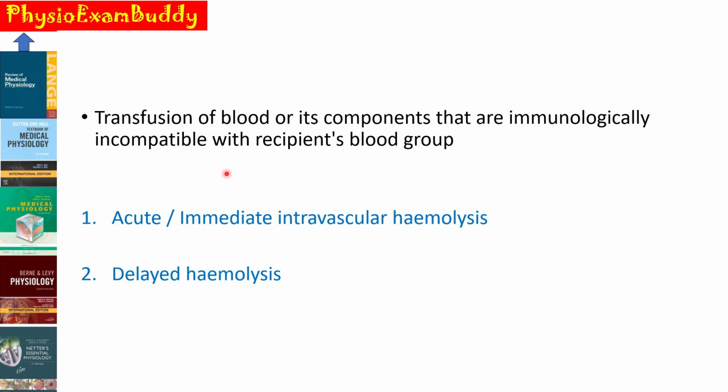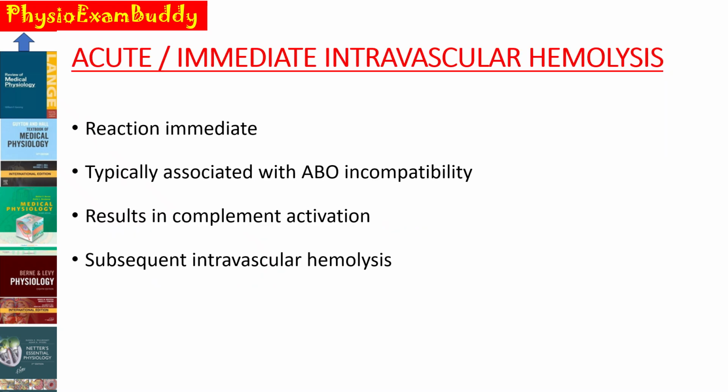And there are mainly two types of complications occurring due to mismatched blood transfusion. First one is that there occurs an acute or immediate intravascular hemolysis, followed by a delayed hemolysis or extravascular hemolysis. First, we will see the complications immediately occurring after a mismatched blood transfusion. It can be classified as acute or immediate intravascular hemolysis.